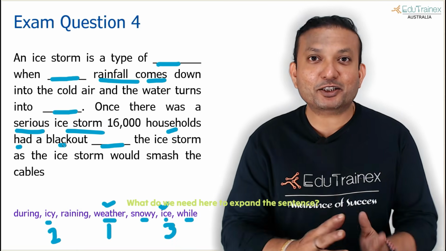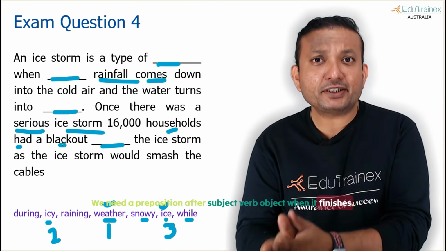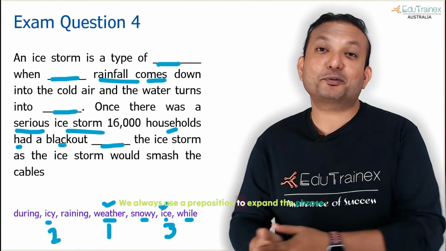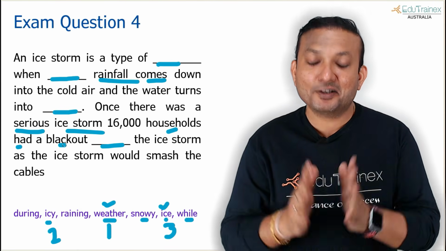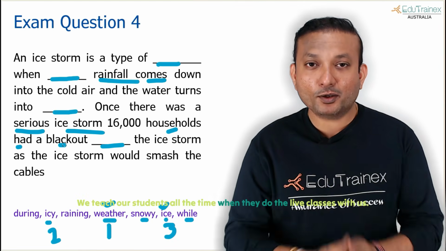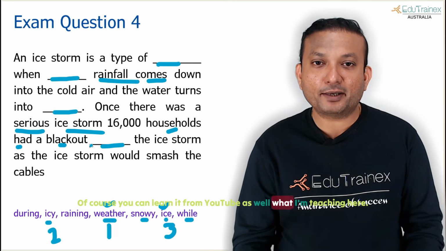What do we need here? To expand the sentence, we need a preposition. After subject, verb, object, when it finishes, we always use a preposition to expand the phrase. That's the same concept we apply in writing. We teach our students all the time when they do the live classes with us. Of course, you can learn it from YouTube as well, what I'm teaching here.